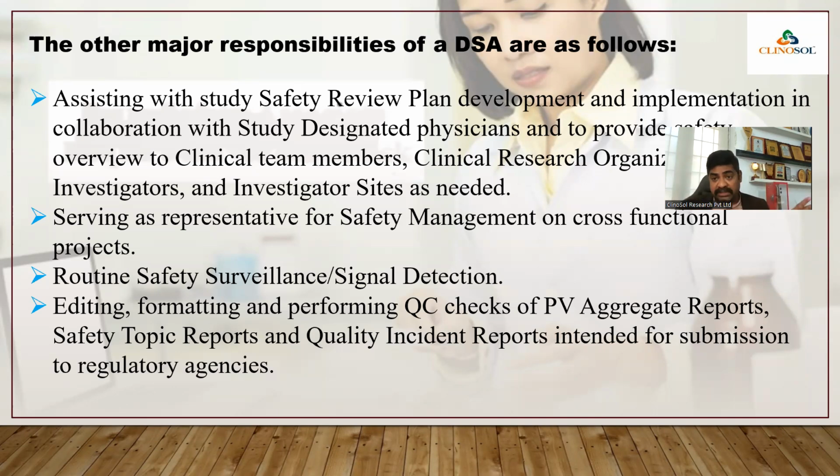He serves as a cross-functional representative who makes sure that this can be managed. He is the main part of safety vigilance, routine safety vigilance, and also signal detection. Signal detection is one of the most important responsibilities of your drug safety associate. He is mainly responsible for editing, formatting, and performing QC of aggregate reports, which are mostly a group of cases or bunches of cases submitted to the regulatory bodies.